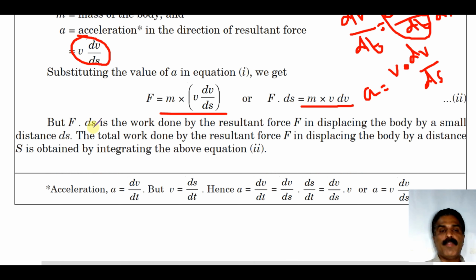But we know F into ds is the work done by the resultant force F in displacing the body by a small distance ds. Work done is equal to force into displacement. Here the displacement is ds, a very small displacement after the application of force F on a body. Then F into ds is the work done.